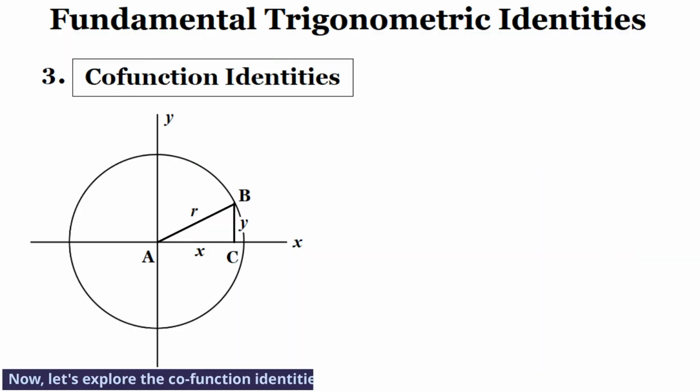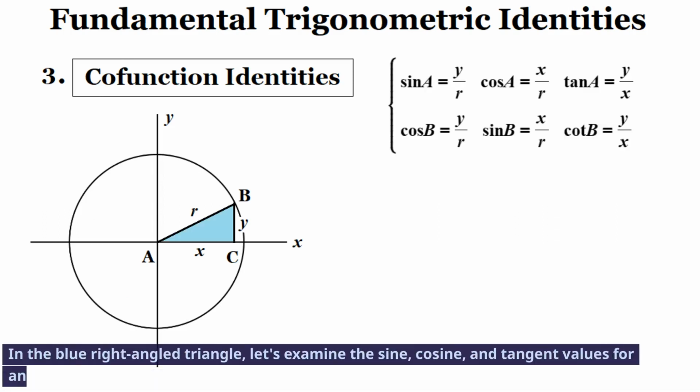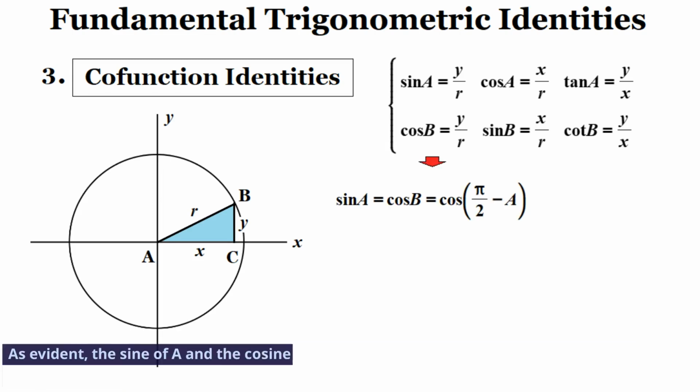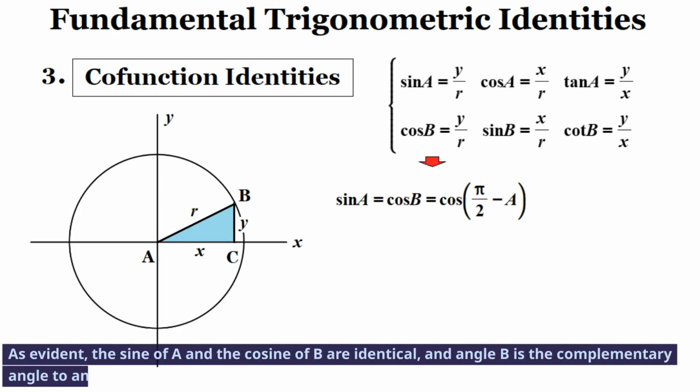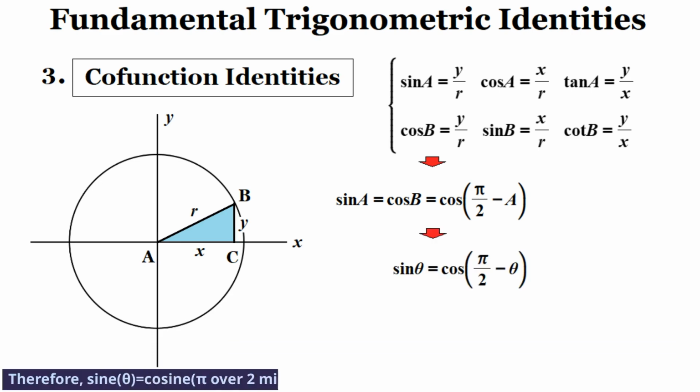Now, let's explore the cofunction identities. In the blue right-angled triangle, let's examine the sine, cosine, and tangent values for angles A and B. As evident, the sine of A and the cosine of B are identical, and angle B is the complementary angle to angle A. Therefore, sine theta equals cosine pi over 2 minus theta.